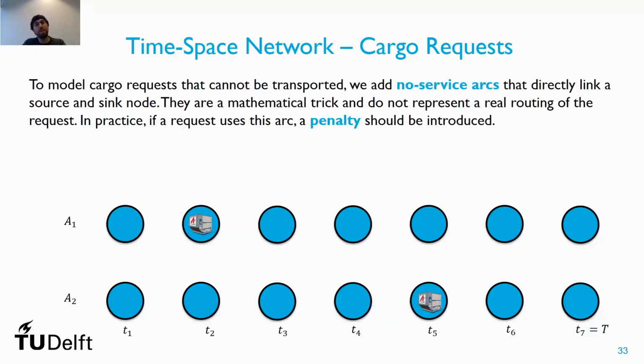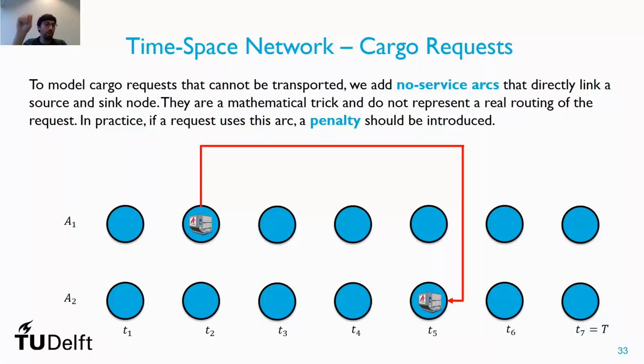In addition, we allow some requests not to be transported. And the way we do that is, again, it will become more clear when we define the model more specifically. We can define what's called a no-service arc. A no-service arc is basically a mathematical trick that directly connects the sink and the source node of our request without moving explicitly through our original time-space network.